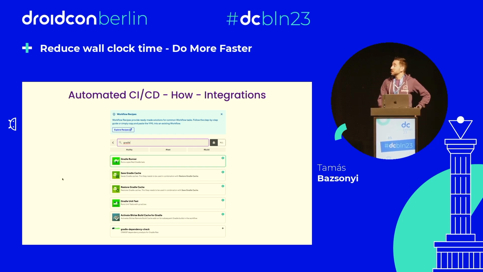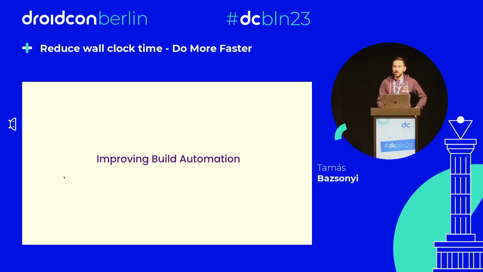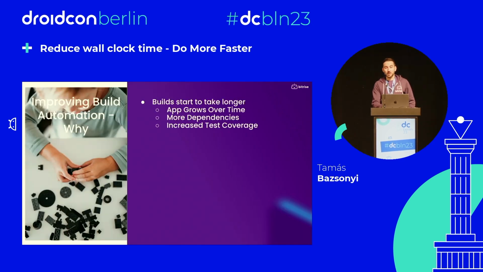So now we basically have a functioning CI/CD solution. What happens now? You would need to start improving the build automation as well, because as your application is growing, it's inevitable that things start to slow down. As I mentioned, the app grows. You are pulling in more dependencies. You are increasing the test coverage. These are all different points that take longer to execute.